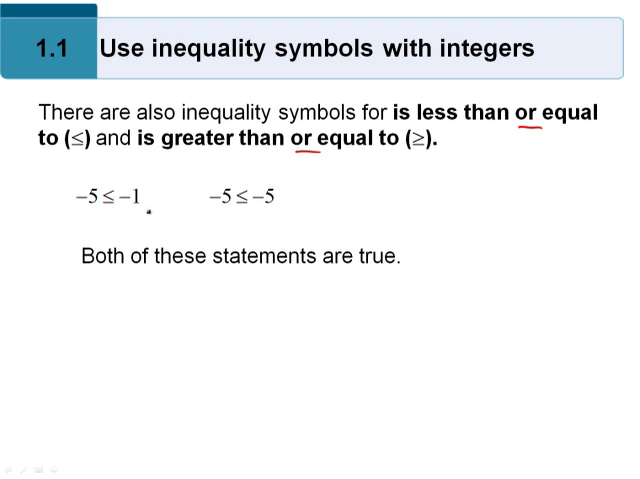-5 is less than or equal to -1. Most people are like, okay, no problem, because -5 is smaller than -1. But a lot of people have trouble with this second one. -5 is less than or equal to -5. They're like, well, that's not true, because -5 is not less than -5. But it is equal to. So because of that or statement right there, that's what makes that a true statement.